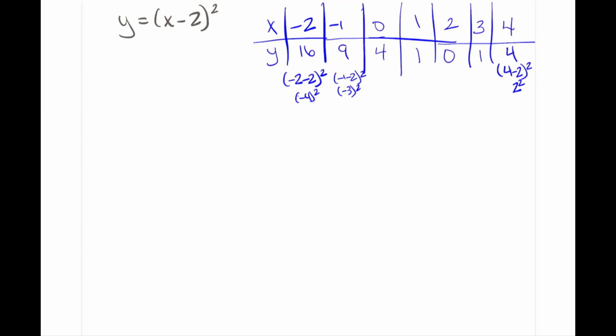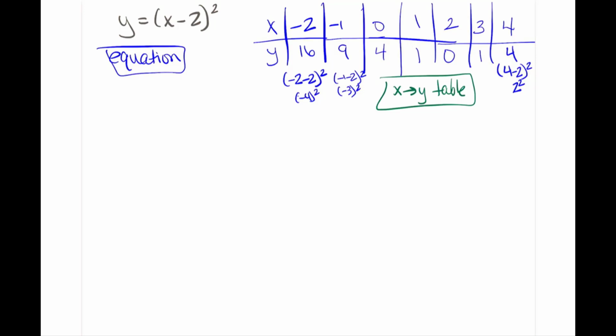So this is what we refer to as, they usually write it as, an XY table. So if you see them asking for an XY table, that's what they're looking for. Another example would be an equation, and this is an equation, of course. So this would be an example of an equation. Then the last one would be to make a graph. So we can make a graph.